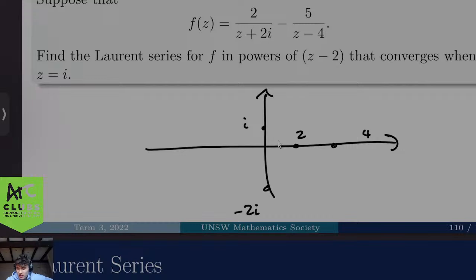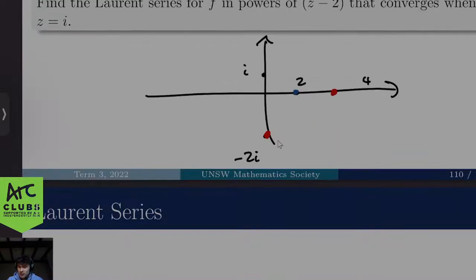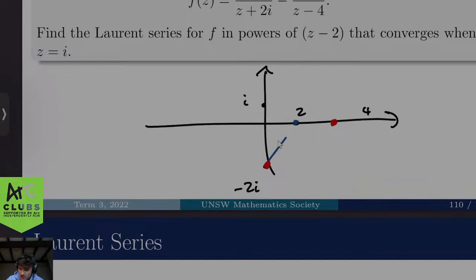But essentially, we know the function has singularities here and here, and we're centered here. And what we want to do is actually calculate it here. So what that means is that i needs to be inside our annulus, and all of the singularities need to be outside of our annulus. Okay? And so in order to do that, we can consider our center and the distances between all of these points, and then order them.